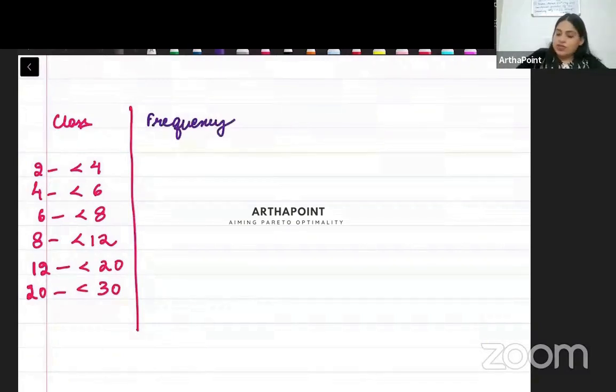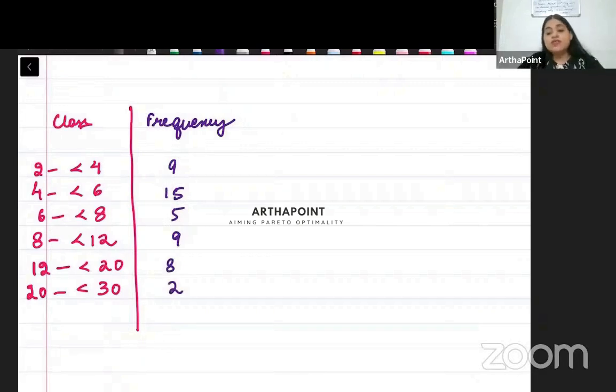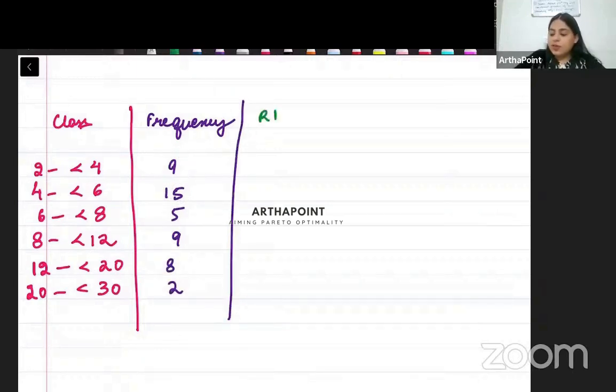And I give some frequencies: 9, 15, 5, 9, 8, and 2. What's the first step? You have to calculate relative frequency. कैसे करोगे relative frequency calculate? Sum this up and then divide.